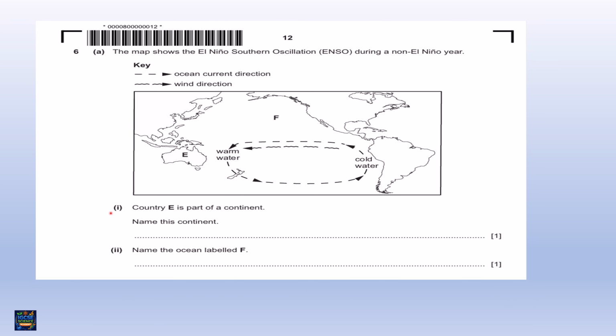So question number 6 part A. This question is about a map. The map shows the El Nino Southern Oscillation during a non-El Nino year. Key here is the ocean current direction and wind direction. The question is country E is part of a continent. Name this continent. You need to write the name of the continent which is shown with E. And the next question is name the ocean labelled F. You need to write the name of the ocean. These both questions carry 1 mark.